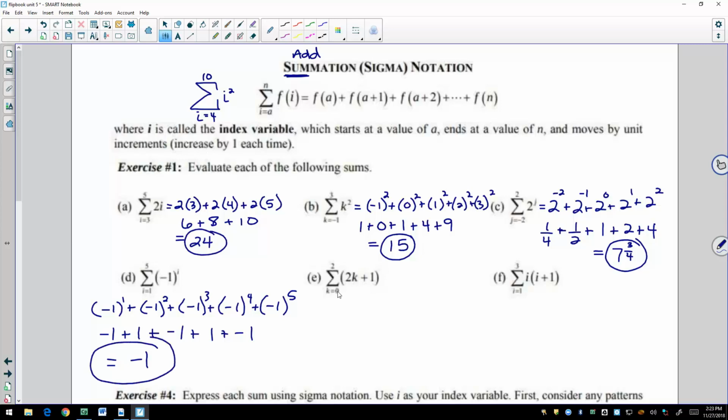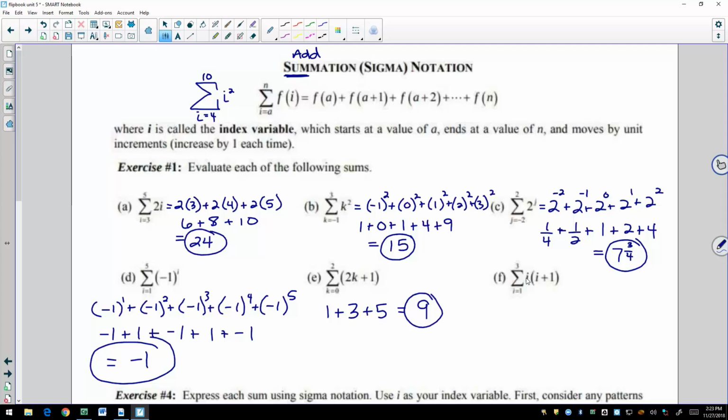All right, next one, we're plugging in 0 to 2. This one I'm going to start to do in my head. So when I plug in 0, that's 0 plus 1, that's 1. When I plug in 1, that's 2 plus 1, which is 3. And when I plug in 2, that's 5. That is 9. And the last one.